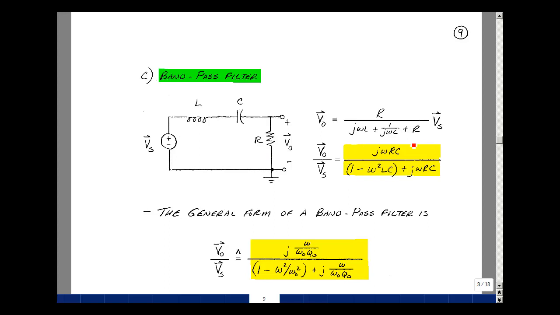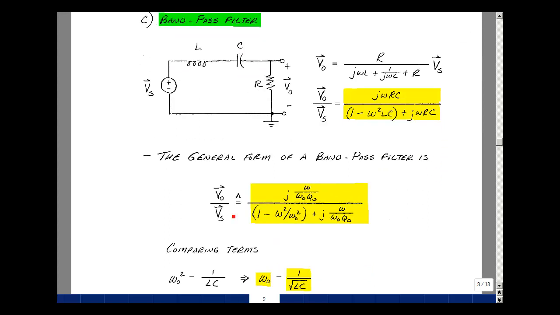Let's multiply numerator and denominator by j omega C. So I get j omega RC in the numerator. This term times j omega C is 1. Multiply this by j omega C, you get j squared, which is a minus 1, and omega squared and L times C. And then lastly, this times j omega C is j omega RC. This is the general form of a bandpass filter.